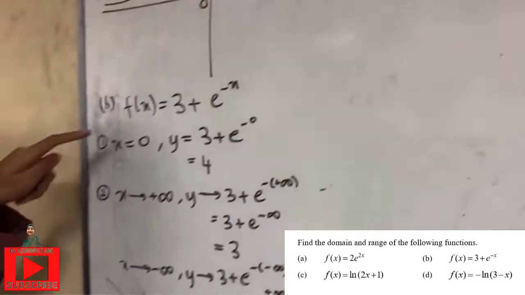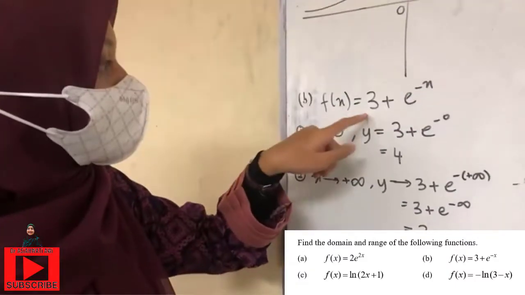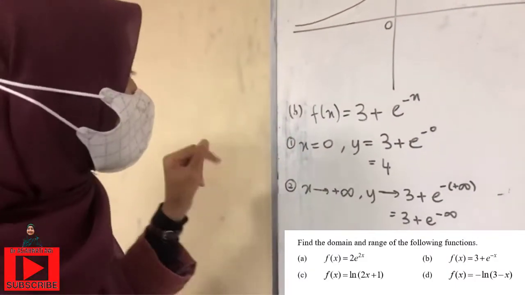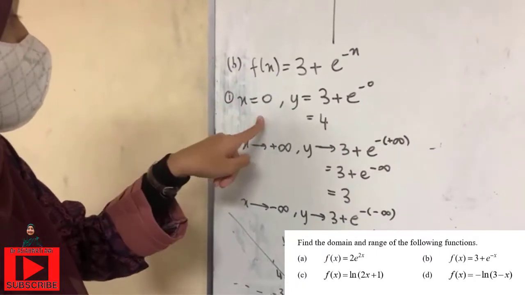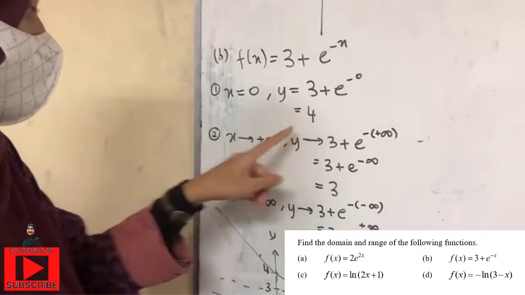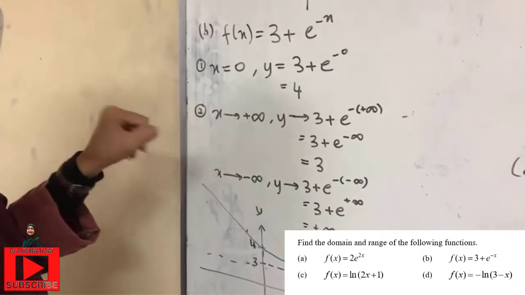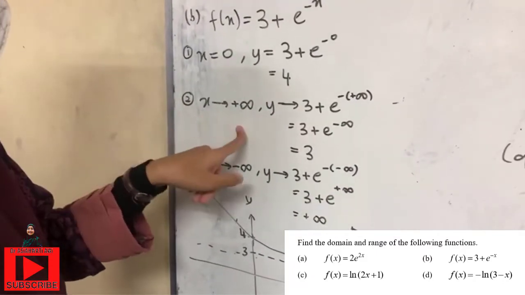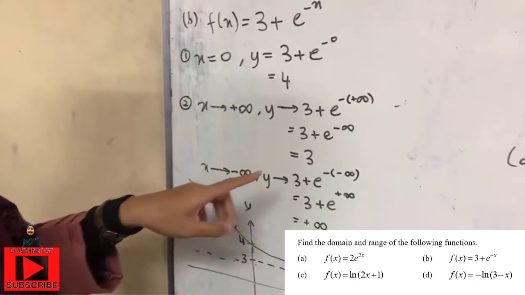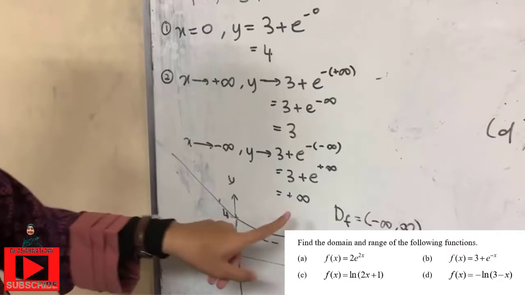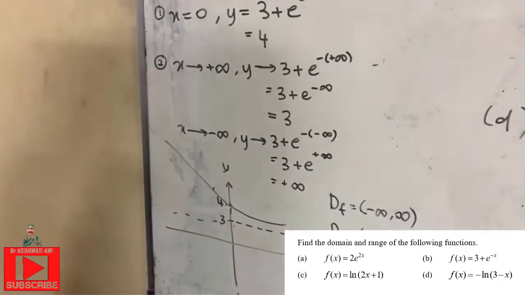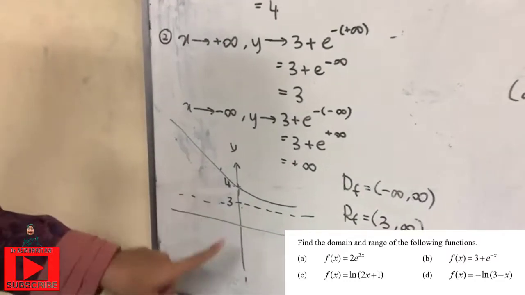Soalan B, dia bagi f(x) sama dengan 3 tambah e kuasa negatif x. First kali kita gantikan x dengan kosong, y kita akan dapat 4. Lepas tu kita buatkan x menghampiri positif infinity, y kita akan dapat 3. x menghampiri negatif infinity, y kita akan dapat positif infinity. Bila lukis graf kita akan dapat macam ni.